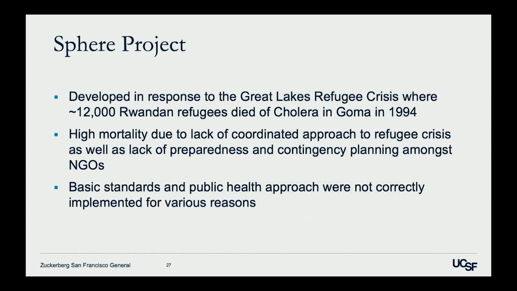What is it? So it was developed in response to the Great Lakes refugee crisis, where about 12,000 Rwandan refugees died of cholera in Goma in 1994. Okay? There were unnecessary deaths. There was no reason that people should die of cholera if it is identified and treated appropriately. But over 12,000 people died. There was high mortality due to the lack of coordinated approach to the refugee crisis, as well as lack of preparedness and contingency planning among the non-governmental organizations that were present in Rwanda at the time. Basic standards and public health approach were not correctly implemented for various reasons.